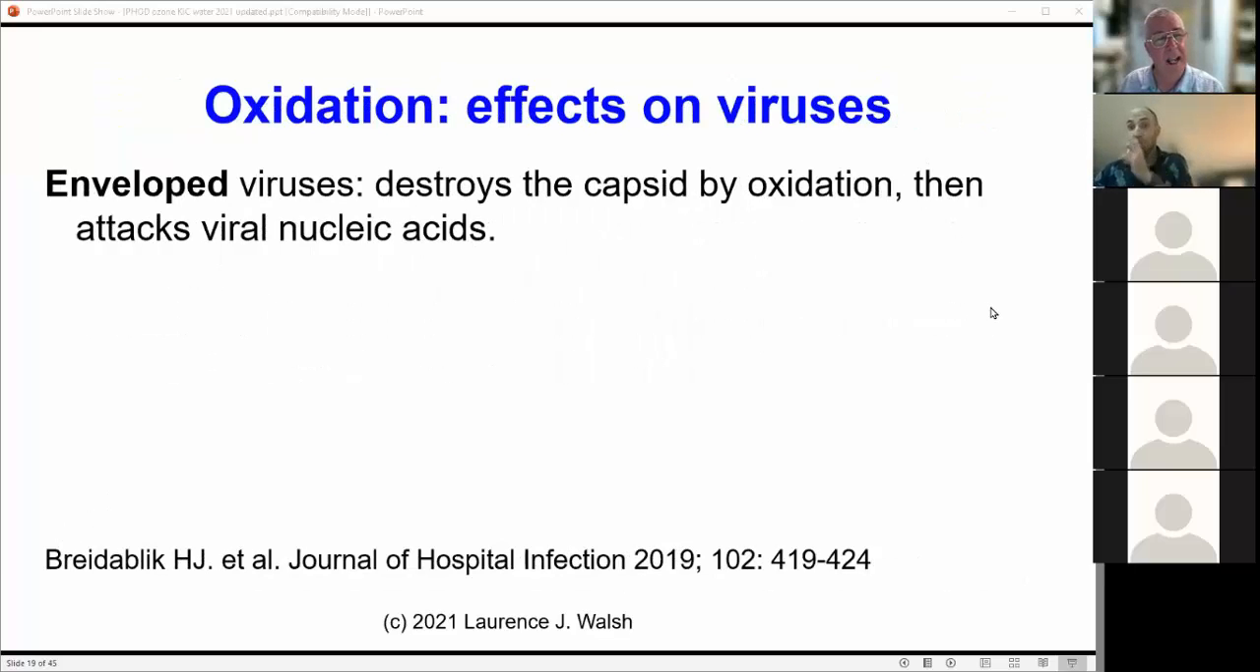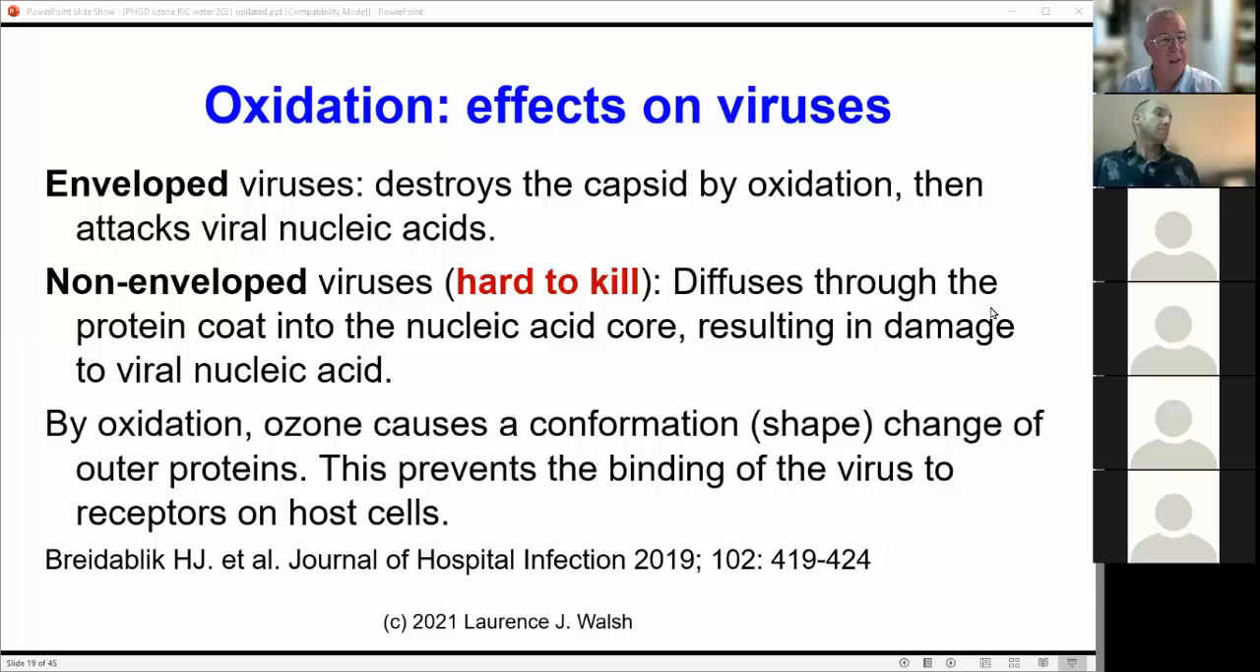On a virus that has an envelope, a big virus, it's basically going to wreck the outside of that envelope. Then it's going to get in and start to wreck the DNA or RNA of the virus. On a non-enveloped virus that's small and difficult to kill, these are coated with proteins. It diffuses through the protein coat and then starts to destroy the nucleic acid on the inside. It also wrecks all of the attachment proteins on the outside, which means that the virus can no longer stick onto cells. And this means it's no longer infectious.